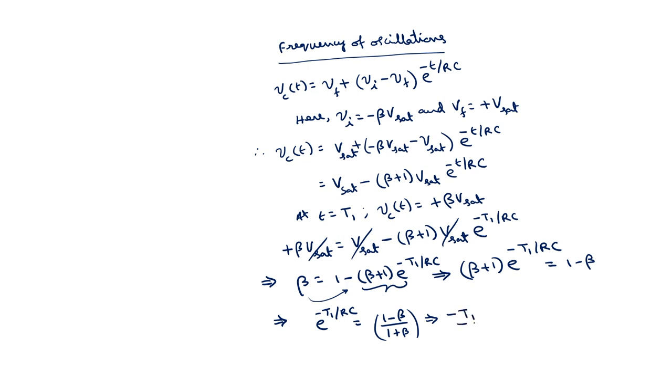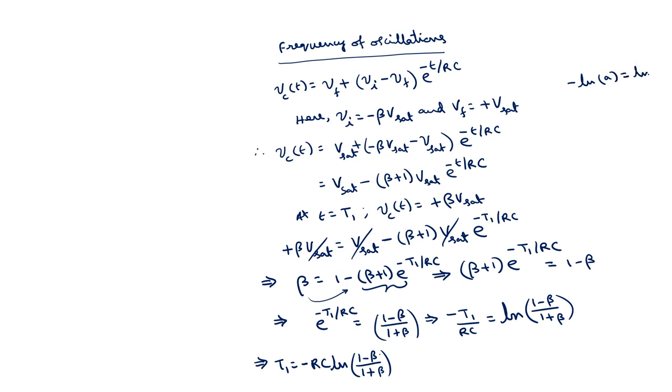Or minus t1 by RC is equal to logarithm to the base e of (1 minus beta) by (1 plus beta). So t1 is equal to minus RC times logarithm of (1 minus beta) by (1 plus beta). And if you want to remove this minus sign, we have to take this 1 plus beta in the numerator and 1 minus beta in the denominator, because minus of log of A is equal to log of 1 by A. So what is t1? RC logarithm of (1 plus beta) by (1 minus beta).